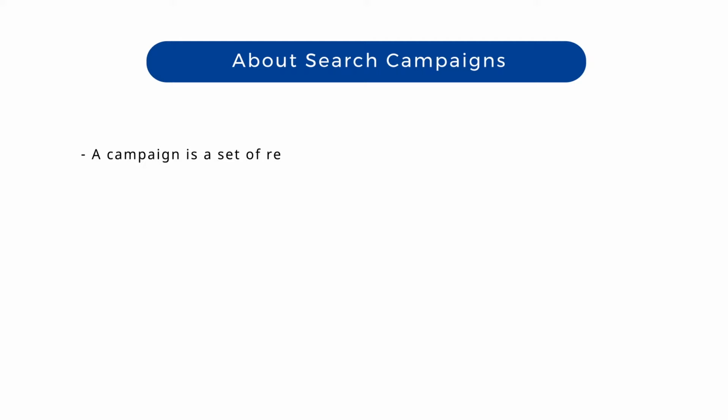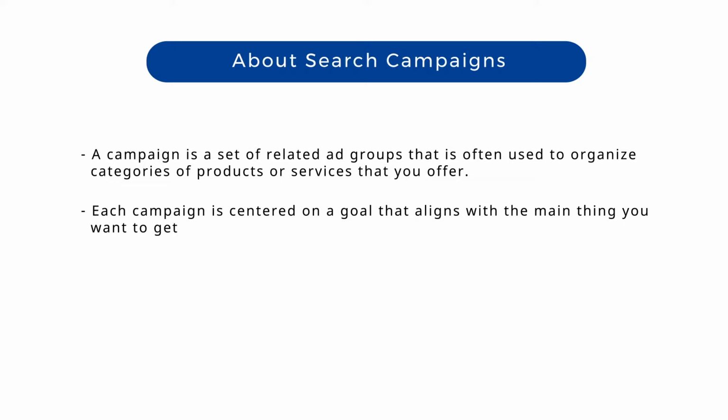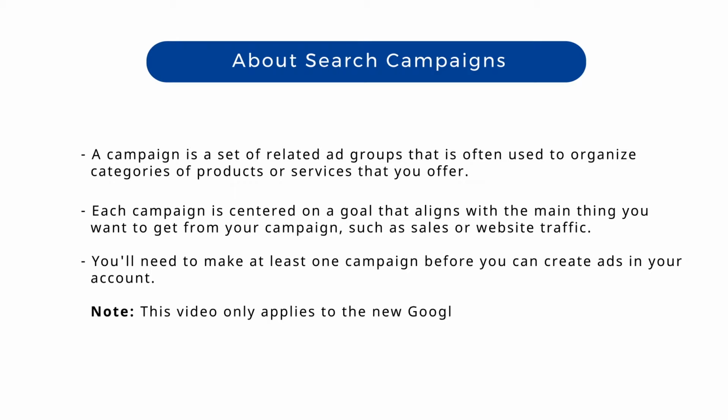A campaign is a set of related ad groups that is often used to organize categories of products or services that you offer. Each campaign is centered on a goal that aligns with the main thing you want to get from your campaign, such as sales or website traffic. You'll need to make at least one campaign before you can create ads in your account. Note, this article only applies to the new Google Ads experience.